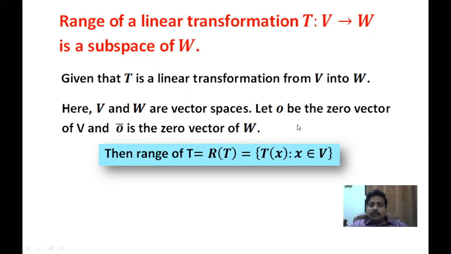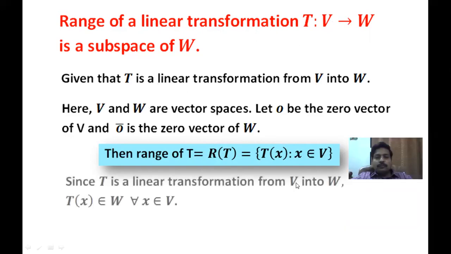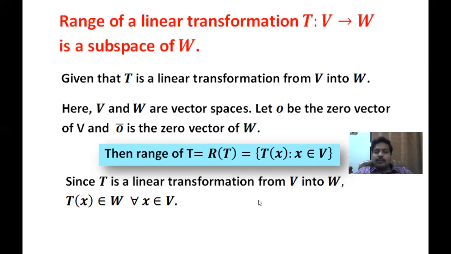From the definition of linear transformation T, T of x must be in W. So this is the collection of T of x's that are from W, so it is clearly a subset of W. Since T is a linear transformation from V to W, T of x belongs to W for all x belonging to V. So the range of T is contained in W, or it is a subset of or equal to W. First, it is a subset of W. We show that the range of T is a subset of W.